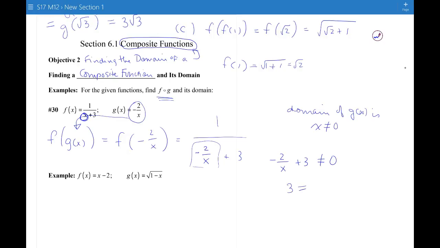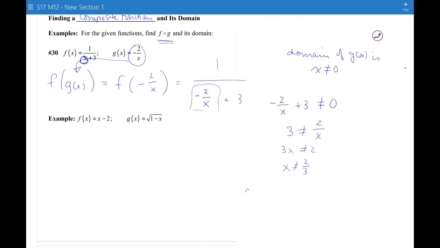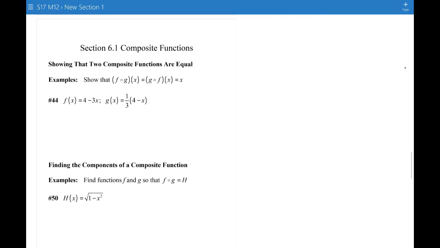So I want 3 to not equal 2 over x. So I want 3x to not equal 2, and I want x not equal to 2/3. So do you see that if you put 2/3 in as an x value, then you get a problem with the composite function. So the domain of the composed function is x not equal to 0 and x not equal to 2/3, because those both will cause problems. Okay, and then we'll look at this next example together and talk about what issues come up there.